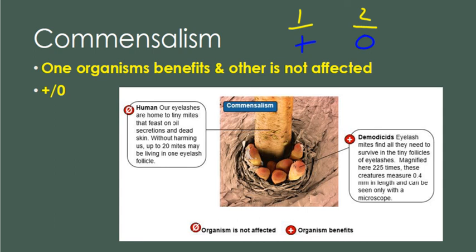What we see in this case, human eyelashes are home to tiny mites that feed on oil secretions and dead skin. And these eyelash mites basically get food. They do not harm us at all. So we are completely unaffected.